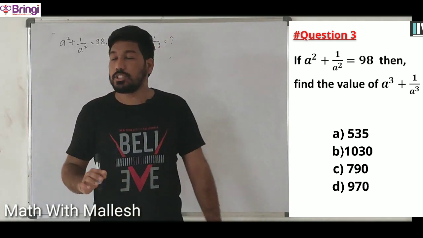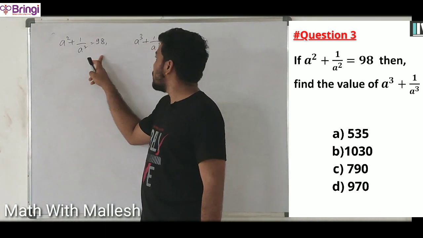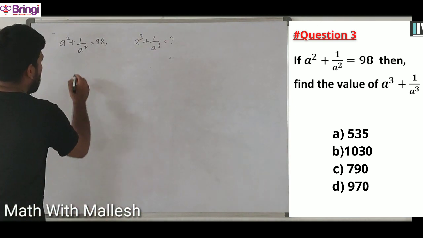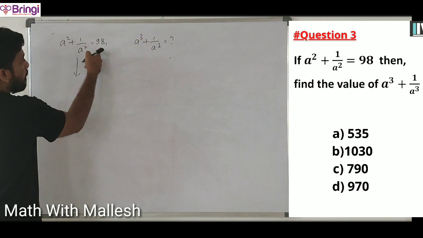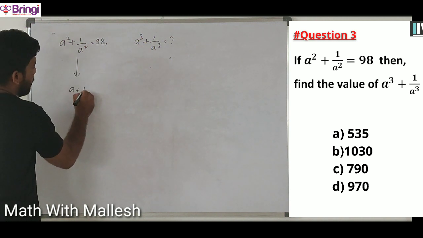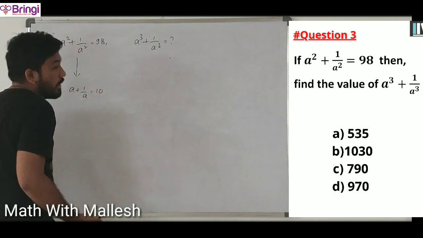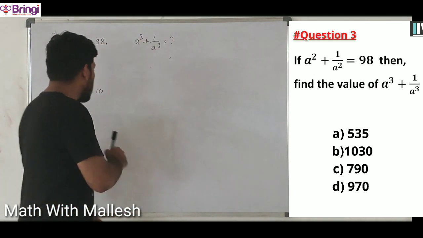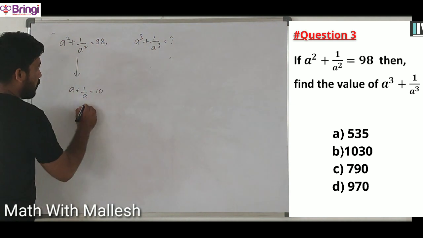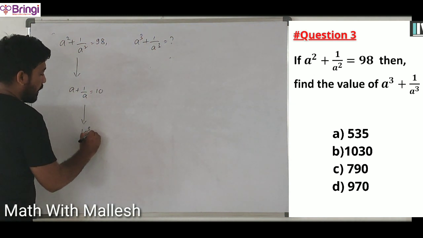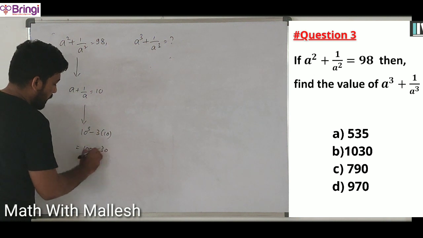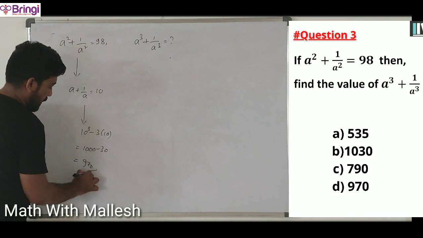So moving on to the third question, a square plus 1 by a square is equal to 98, and they are asking you the value of a cube plus 1 by a cube. Simple. a square plus 1 by a square is equal to 98. Definitely a plus 1 by a is equal to 10, because definitely I will add 2 for the next step. And if a plus 1 by a is equal to 10, then a cube plus 1 by a cube is equal to 10 cube minus 3 times 10. So 1000 minus 30, it is going to be 970.